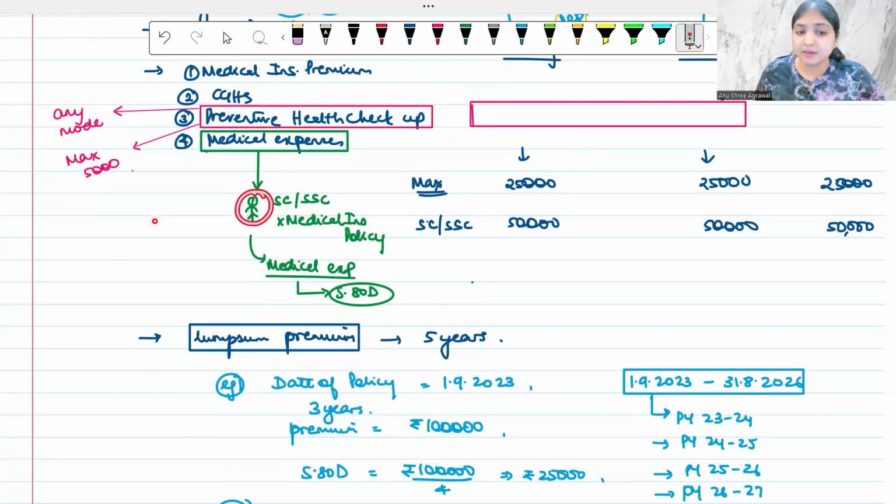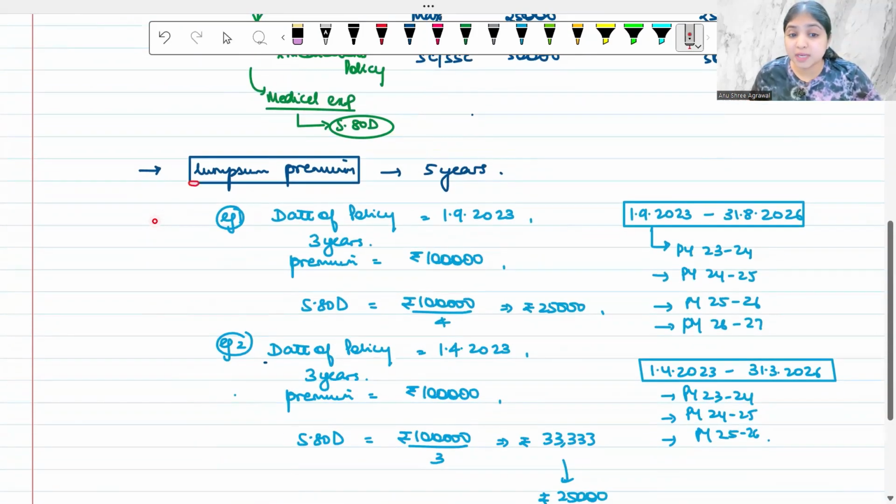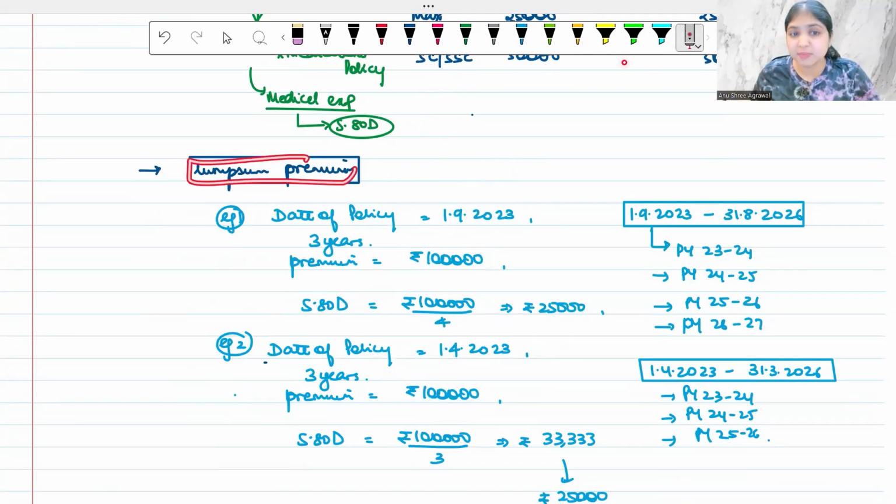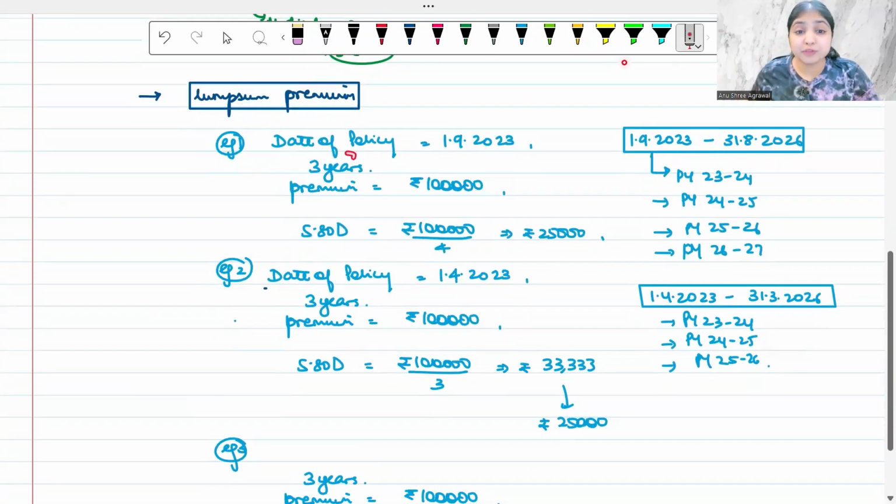Now, for this person, whatever medical expenses we've incurred will be allowed under section 80D. Then finally, we spoke about lump sum premium. In case premium is paid for multiple years together, in case we have this lump sum premium adjustment, then if the premium is paid for 3 years, we will split it across 4 years.